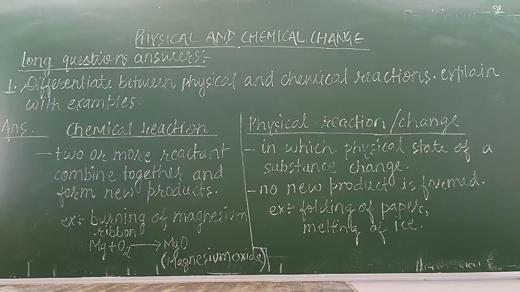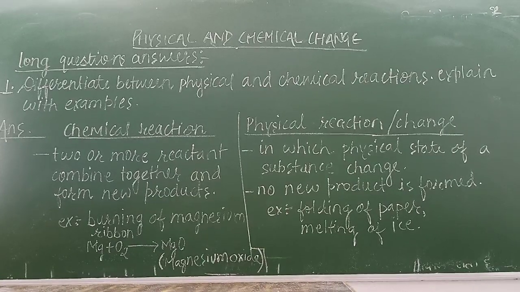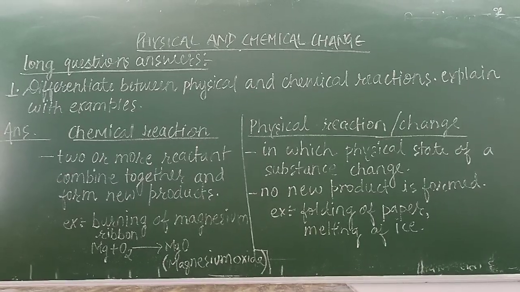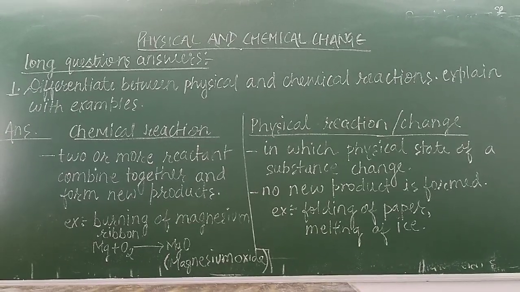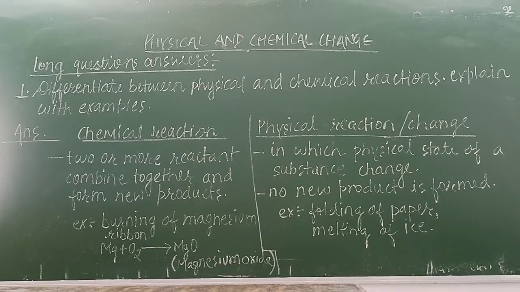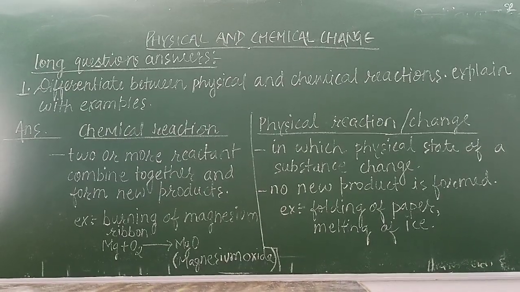Example, burning of magnesium ribbon. When magnesium combines with oxygen, it forms magnesium oxide, and the formula of magnesium oxide is MgO, which is white in color, white powder ash.